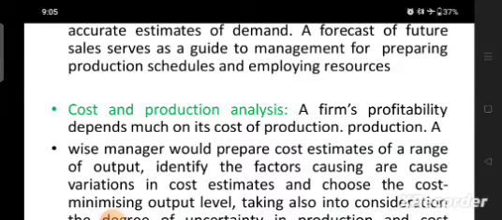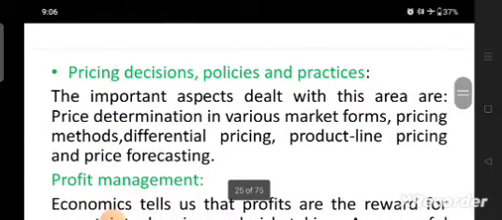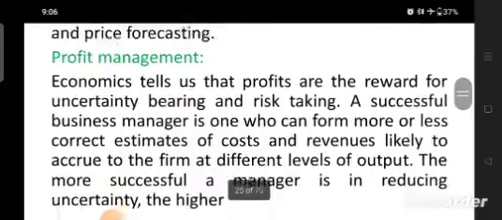It helps to know the profitability of the firm based on the cost of production of that product, and it also estimates the variations in the cost and chooses the cost minimizing output level, taking into consideration the degree of uncertainty in production and cost calculation. And also it helps in pricing decisions, how to make the price determination in various market forms, and what pricing methods they can go with, whether it is differential pricing, product line pricing, or price forecasting.